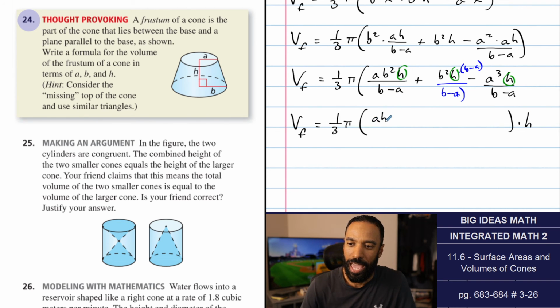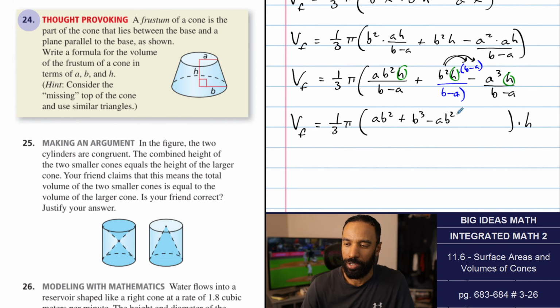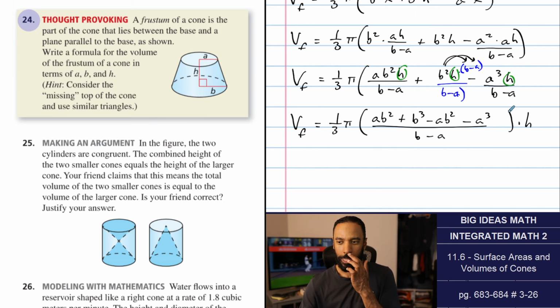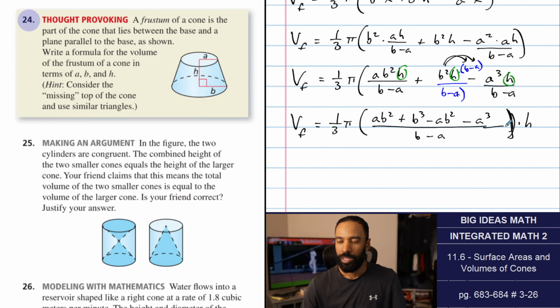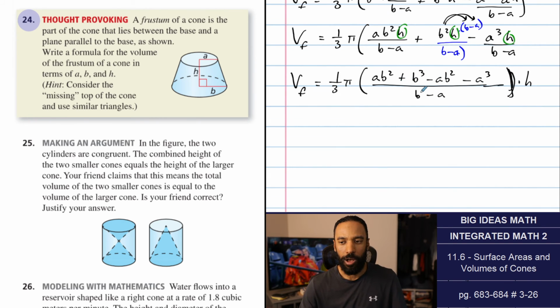So now I have ab squared, plus b squared is going to distribute into this b and this a. I can feel we need to do that. b cubed minus ab squared minus a cubed, all over b minus a. Now, I think it's near this time that I want to just kind of swap all signs.